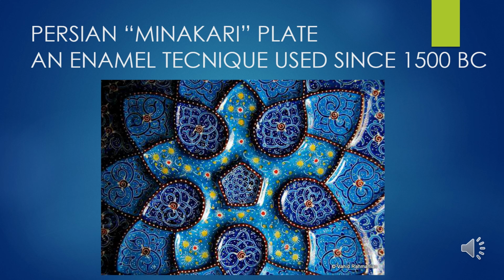And this craft then spread to India. Again, it's a powdered glass-like substance that is painted on, and then it can be painted on usually on metal, but you'll see on the next slide it can also be used on glass or even a ceramic background.